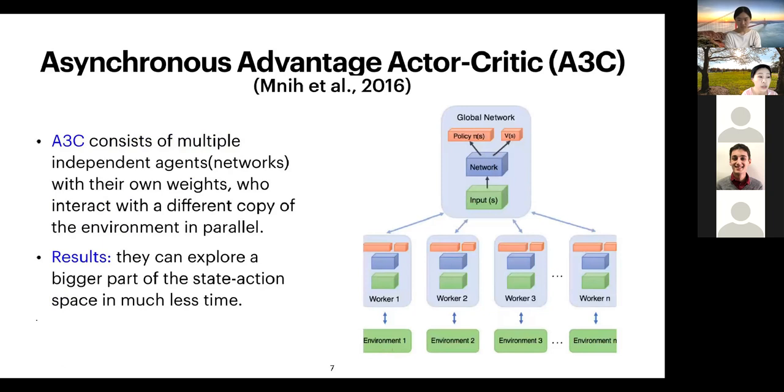Essentially you're doing them simultaneously, like doing things in parallel, and this way you can save a lot of computation. So, as the slide is saying, A3C consists of multiple independent agents, or networks with their own weights, who interact with a different copy of the environment in parallel. The results show they can explore a bigger part of the state action space in much less time. So this is again a pretty empirical trick that they use to improve the advantage actor critic, but I guess the result seems to be very promising.